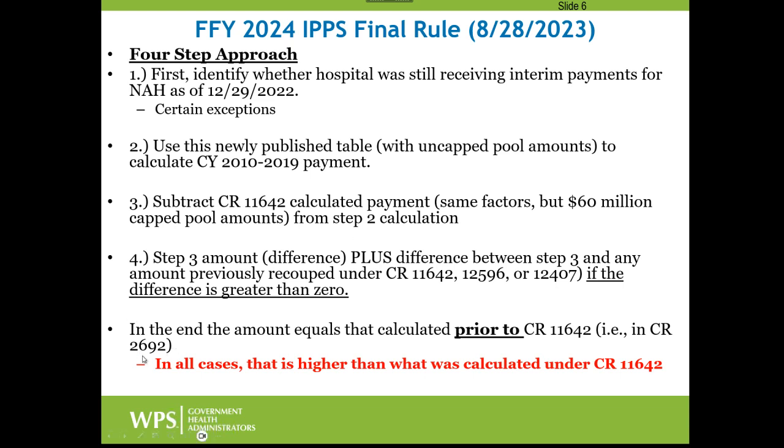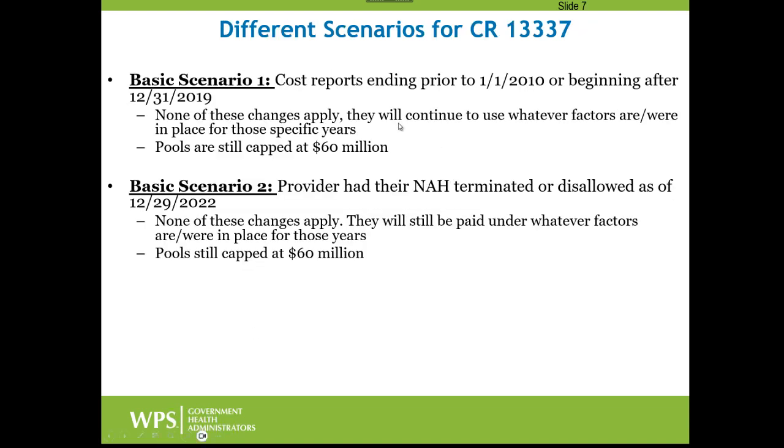11642, which is 2692. In the end, the amount equals the amount calculated prior to CR 11642, which again is going to be higher than what was calculated under CR 11642. So in the end, we're using 2692 for the calculation. Another repeat of the exact same thing. Now I want to walk through a few different scenarios here.